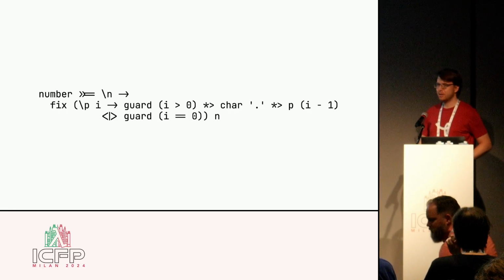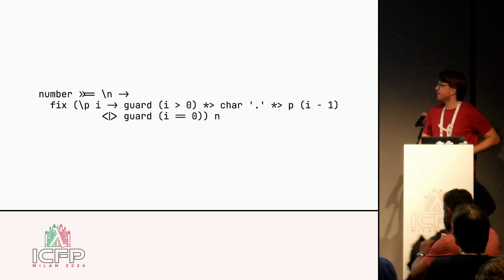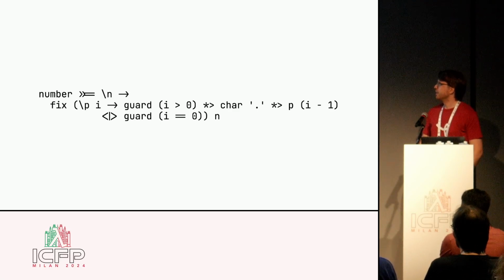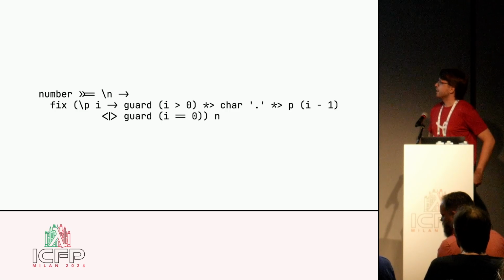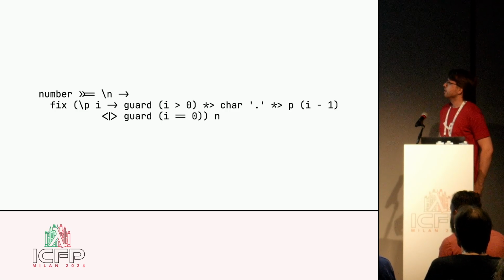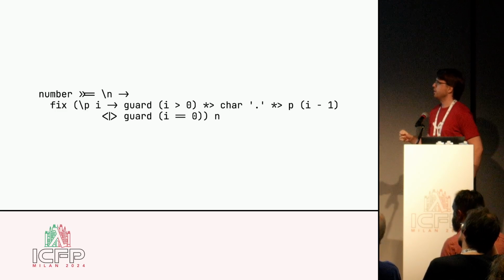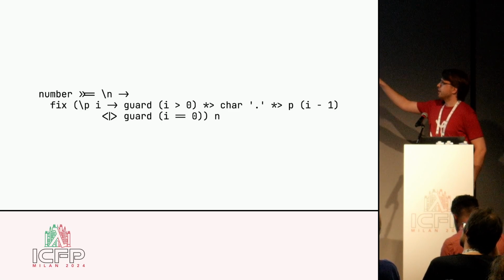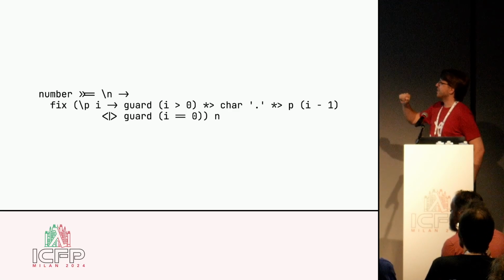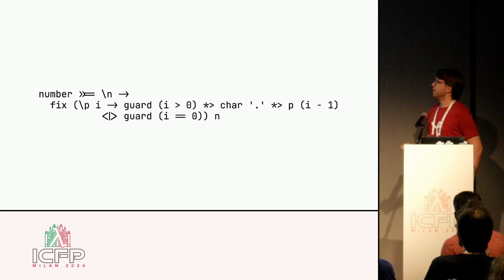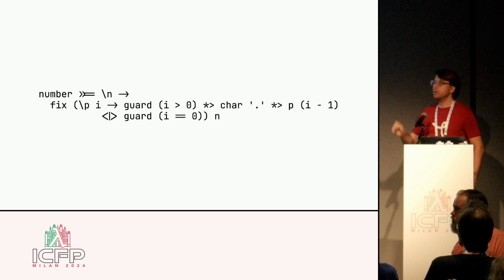So this talk is about parsing data-dependent grammars with derivatives. And the goal of this work is to be able to write expressions like this. As you can see here, this is a parser that starts by parsing a number, and then it parses in a loop a number of dot characters, which should be equal to the original number.